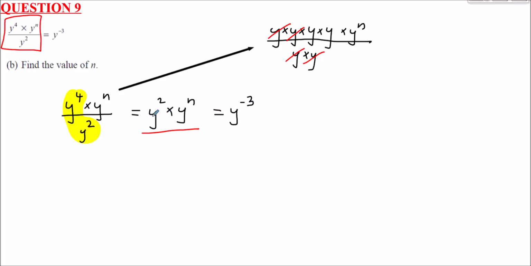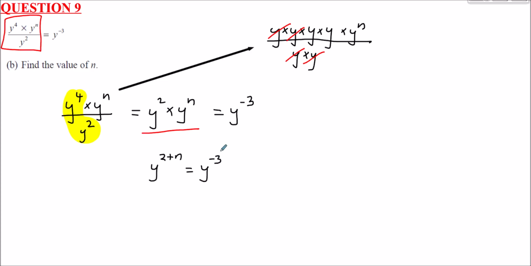Here, though, we're taking base values with indices, and we're multiplying one by the other. If the base values are the same, another law of indices tells us we can combine these two powers by adding them together. So y squared multiplied by y to the n is the same as a single power, y to the power 2 plus n. And that equals y to the power negative 3.